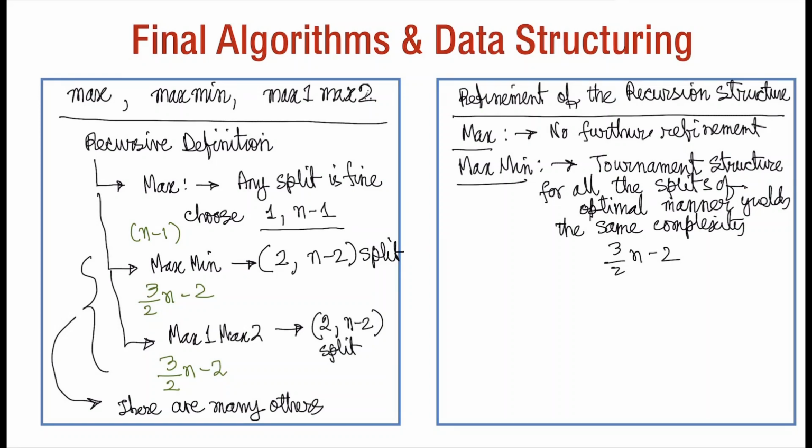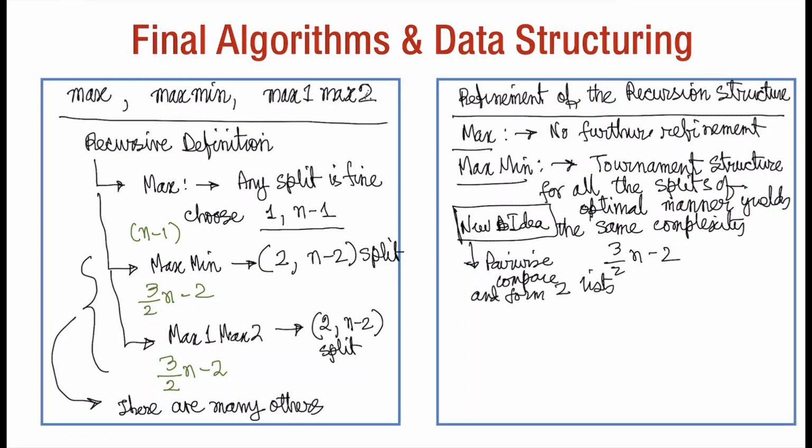And we also found a new way of doing it by a data structure, so we also found a new idea or an algorithm where we say pairwise compare and form two lists of winners and losers, and then from the winners find the max and from the losers find the min, but it still does not change the complexity.